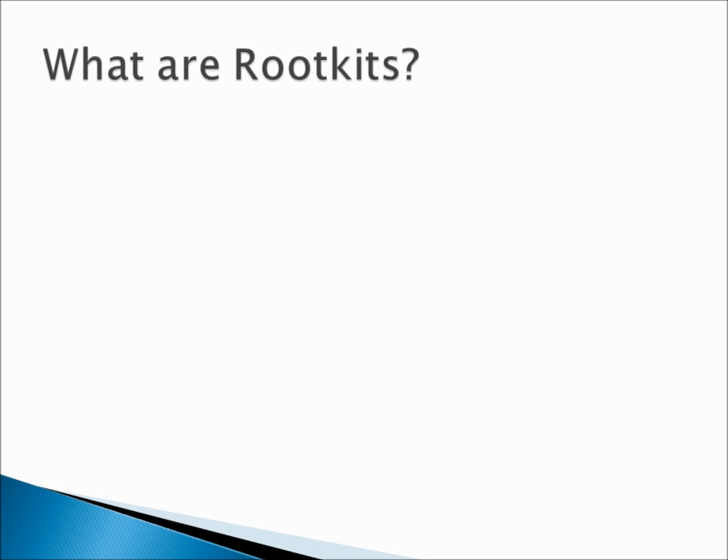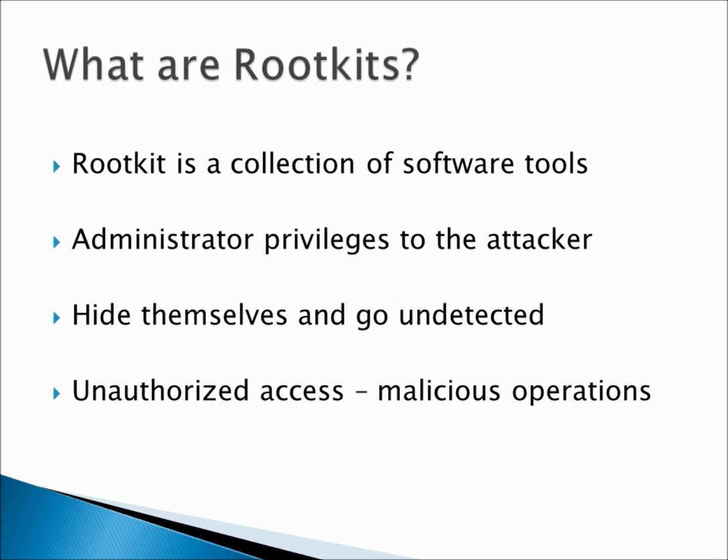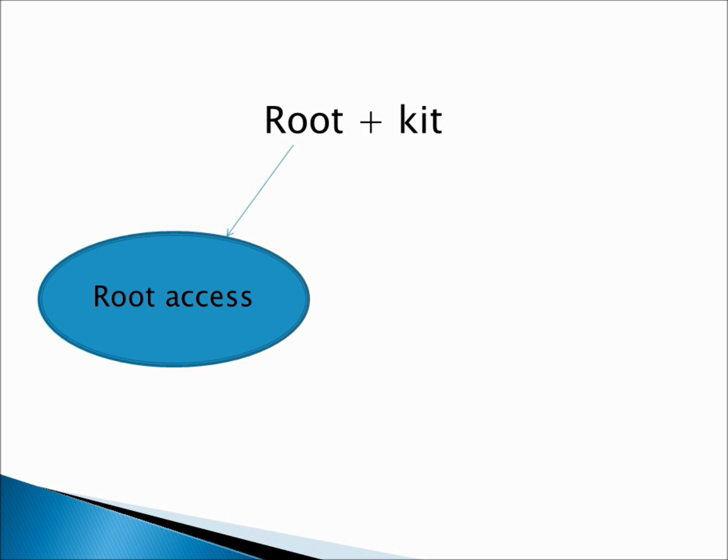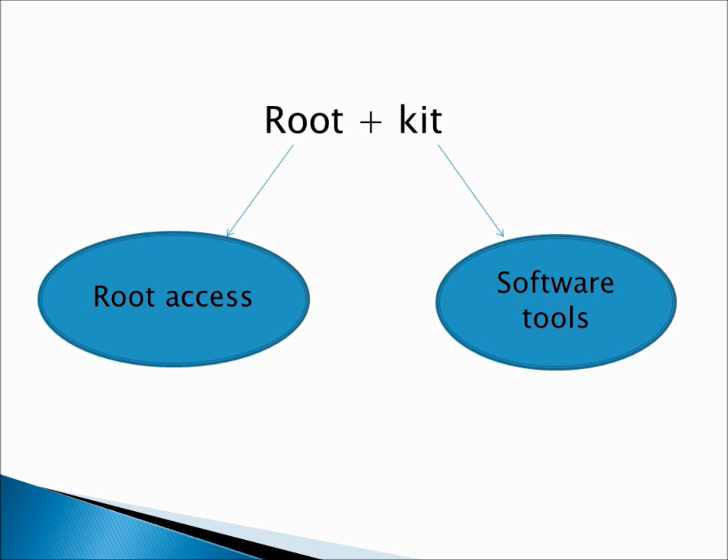Let's start. What are rootkits? A rootkit is a collection of software tools. They are specially designed to provide the attacker with administrator privileges. They are smart enough to hide themselves and go undetected. Rootkits can be used to obtain unauthorized access to remote systems and perform malicious operations. In simple words, rootkits gain root access with the help of certain software tools.